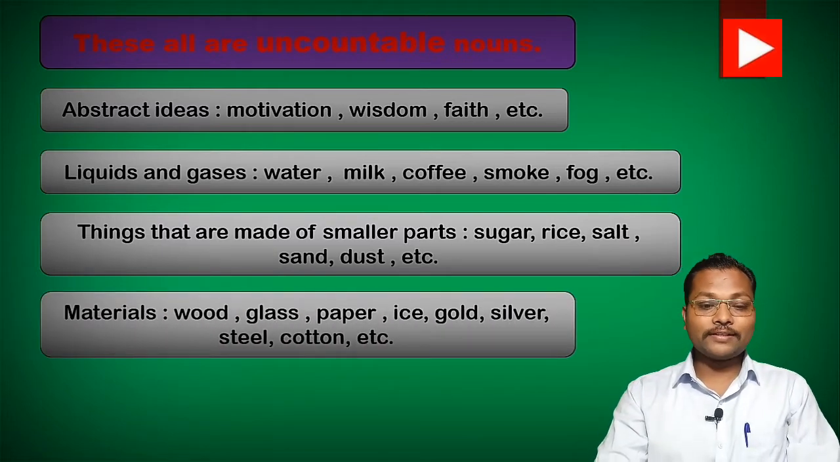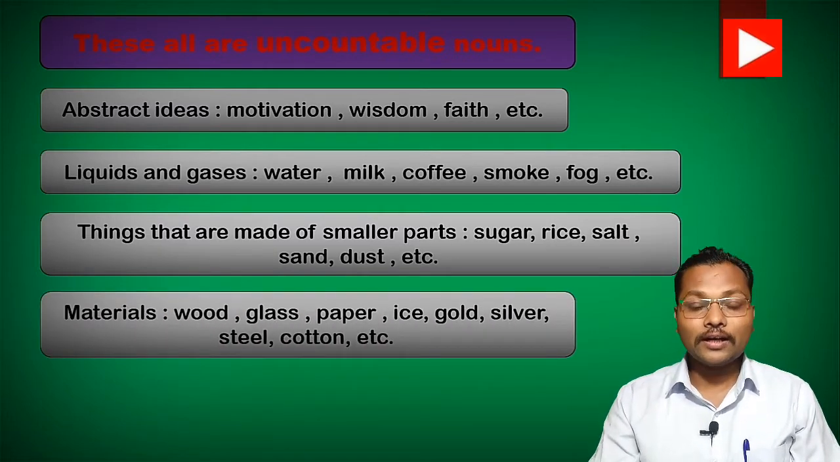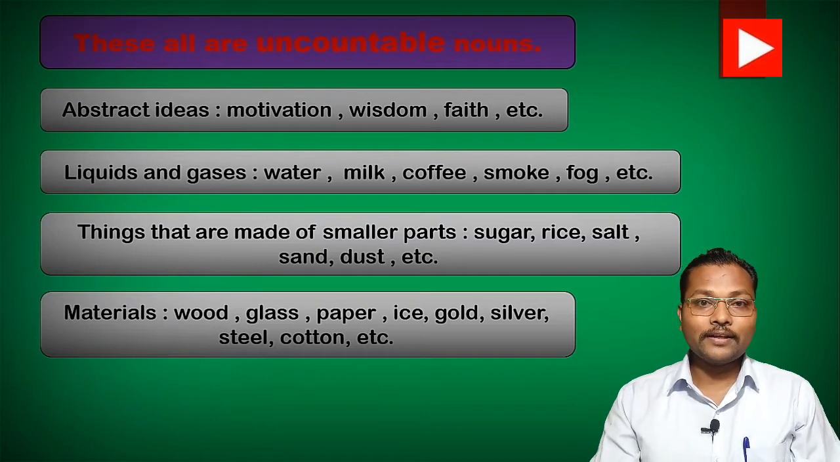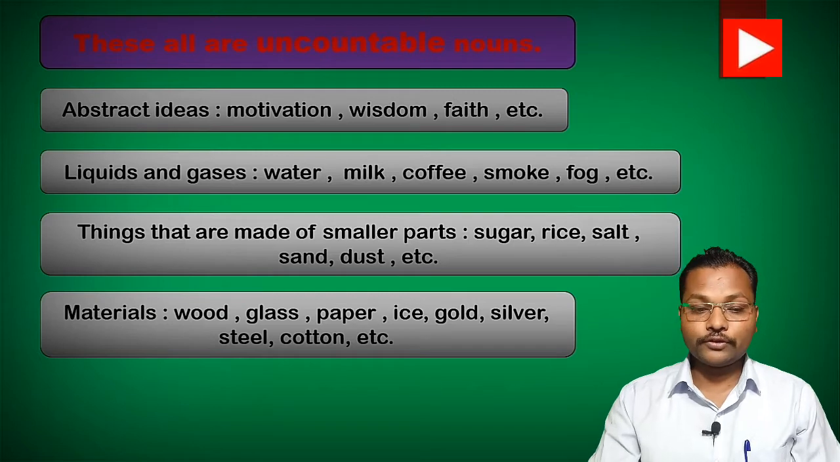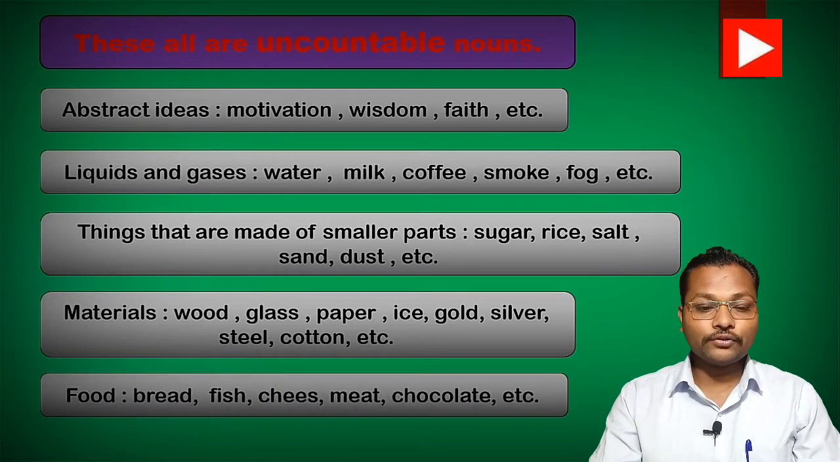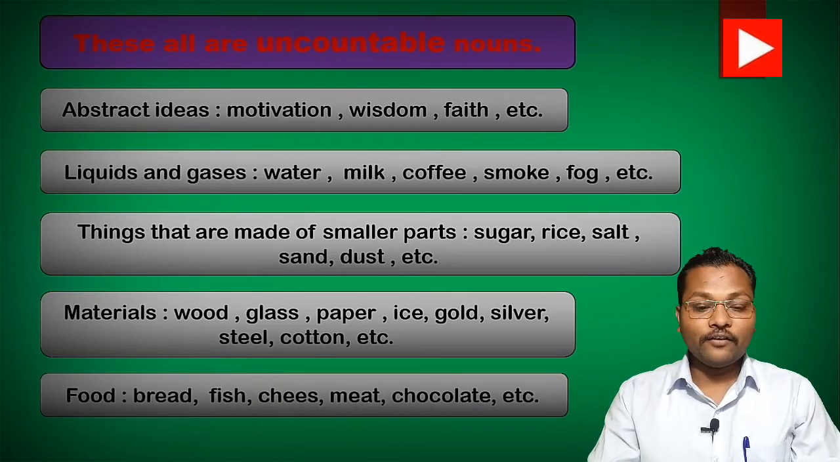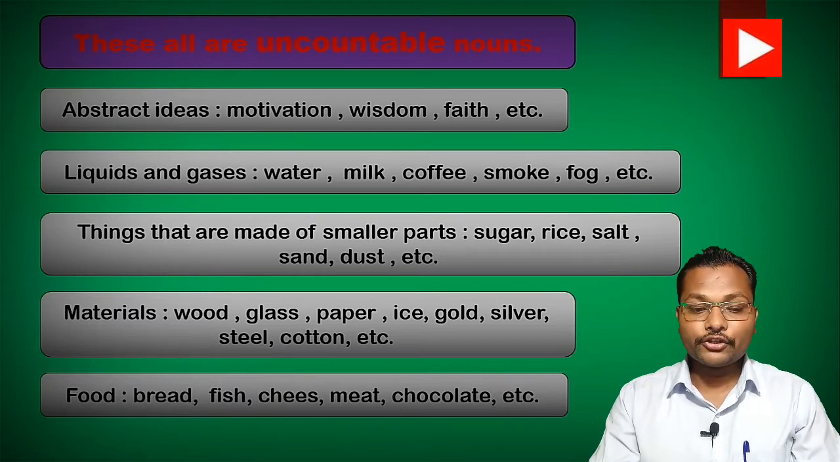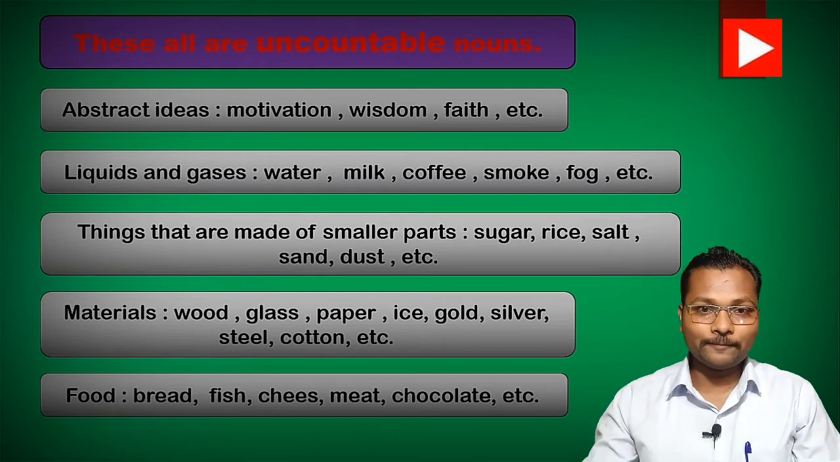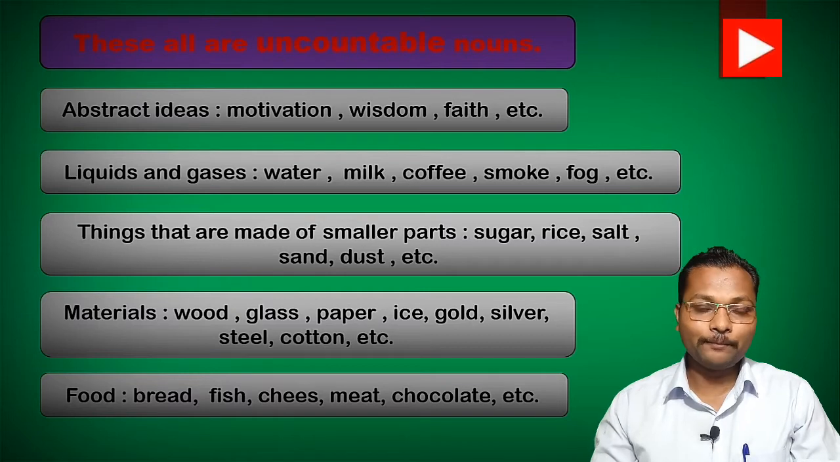Materials. Some materials like wood, glass, paper, ice, gold, silver, steel, cotton. Such materials are used to make things. Such materials are uncountable nouns. And some foods like bread, fish, cheese, meat, chocolate, etc. Particularly the food which is consumed after cutting into small pieces. Such foods are uncountable nouns.